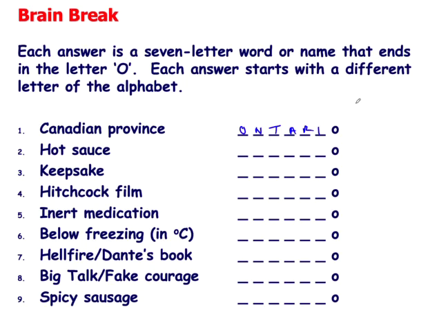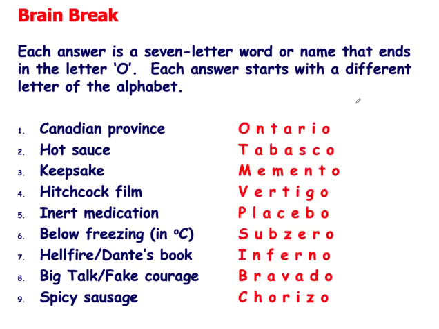5. There's the bell. 5, 4, 3, 2, 1. Tabasco. Keepsake is a memento. Hitchcock film is Vertigo. I figured that out just beforehand. Inert medication is a placebo. Below freezing, Sub-Zero. Hellfire, Dante's book. Dante refers to the Inferno. Big talk, fake courage is bravado. Spicy sausage, chorizo. I didn't know the last one at all. All right.